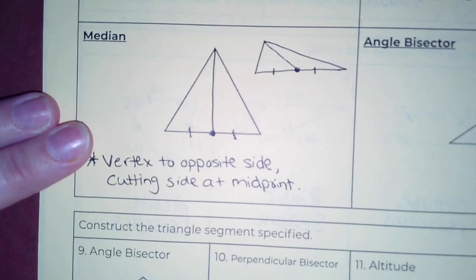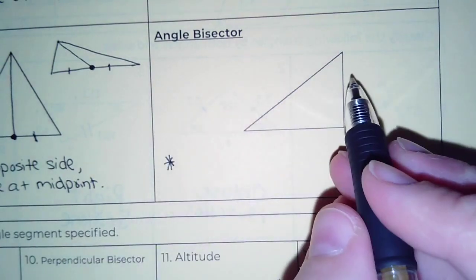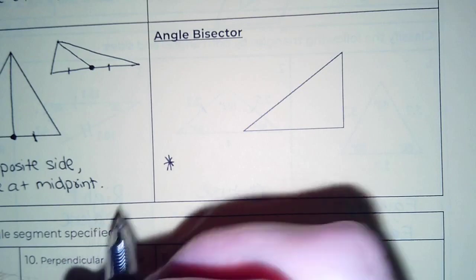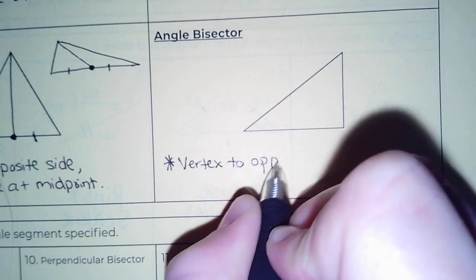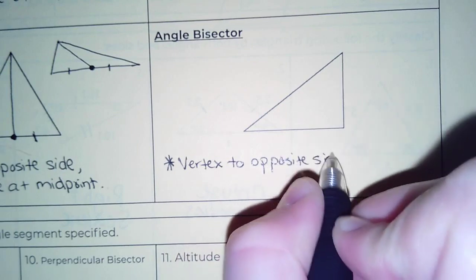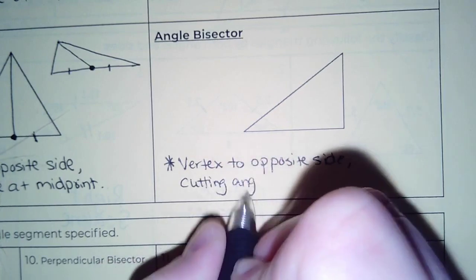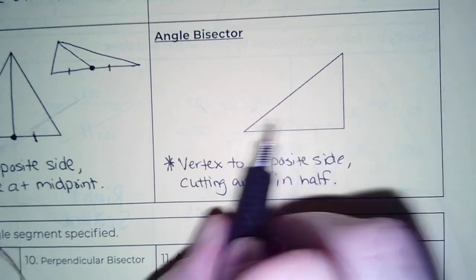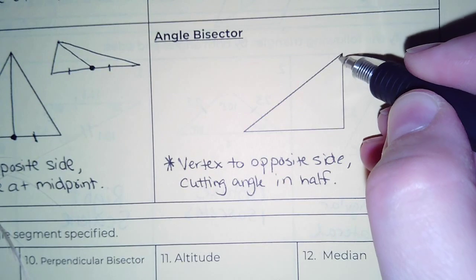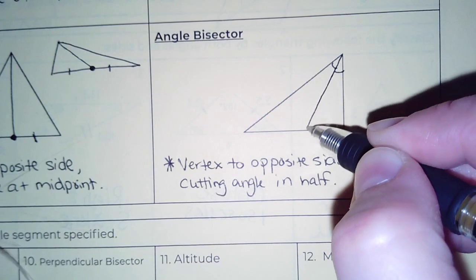Last piece is angle bisector. For our angle bisector, it kind of says it in the name. It's going to bisect the angle going to the opposite side. So vertex to opposite side, cutting the angle in half. So we're not worried about where it's cutting this side. We are, however, worried about cutting this angle itself directly in half. And then we just bring it down to the opposite side.